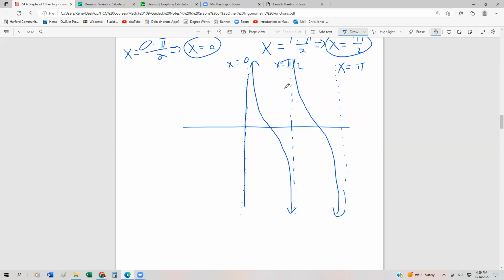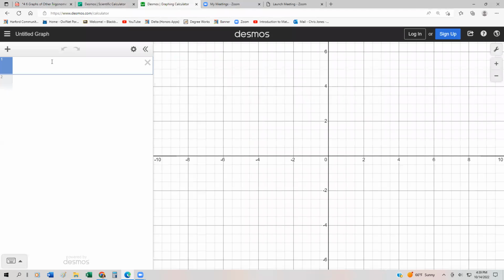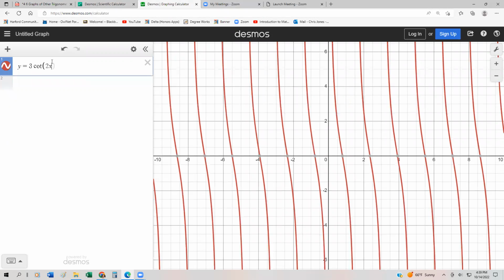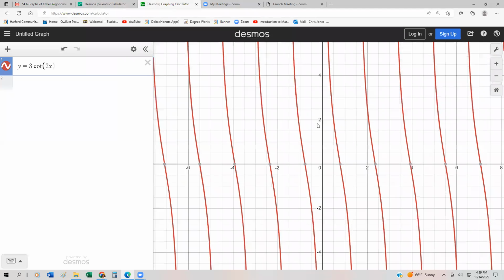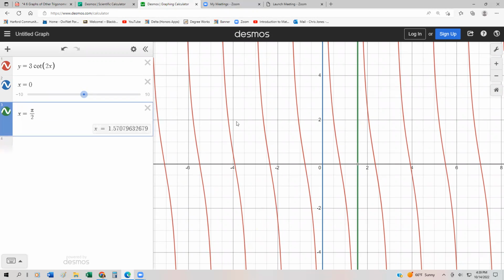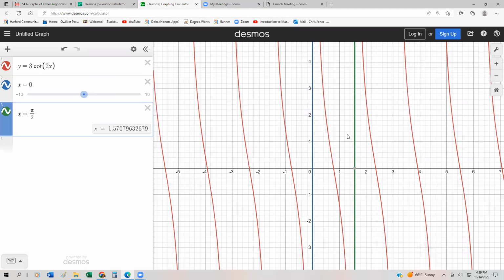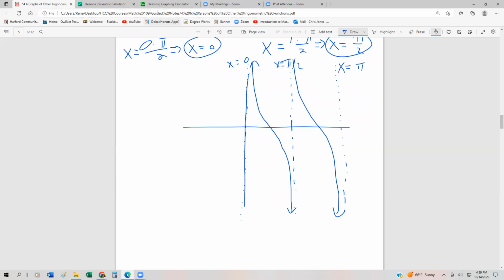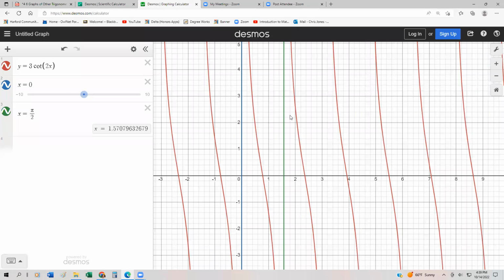Now, let's use technology to see what the graph looks like. If we say y equals 3 cotangent of 2x, there's our function. Let's also plot those asymptotes, x equals 0 and then x equals pi halves. And there we go. We get a pretty good graph of what we had. We did a pretty good job of graphing this just by hand. Again, we just want to get an idea of what the function looks like.